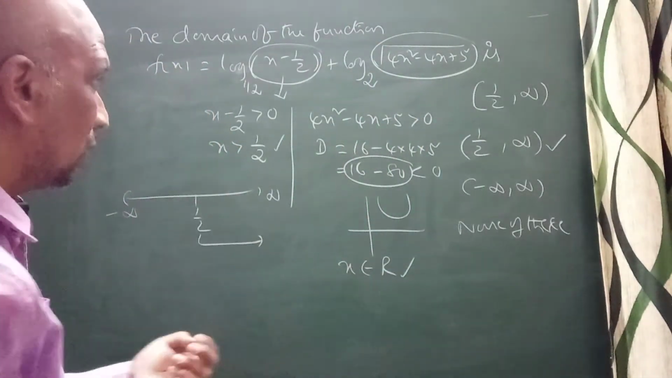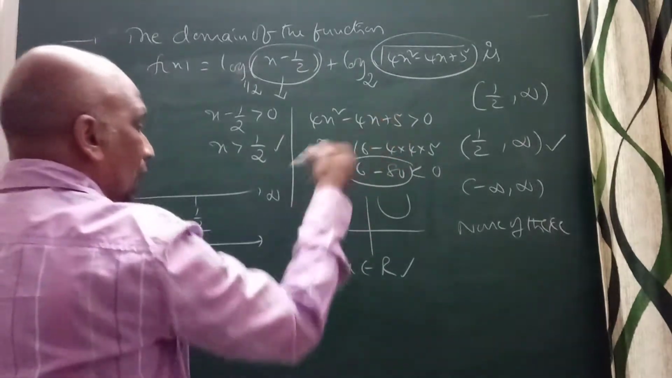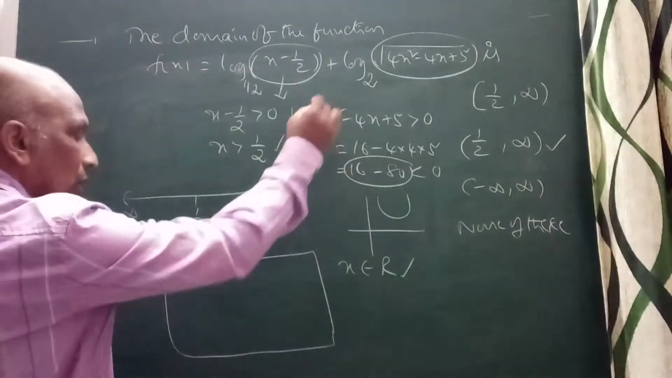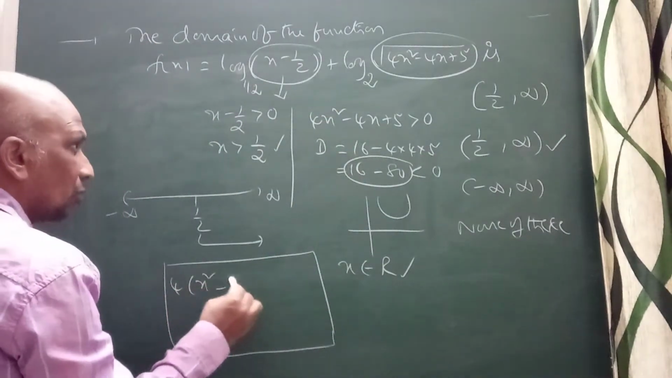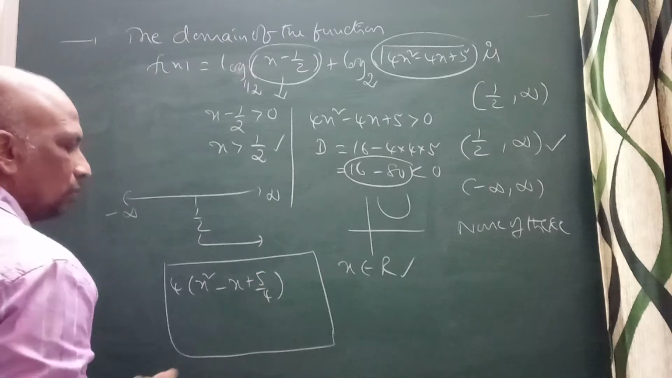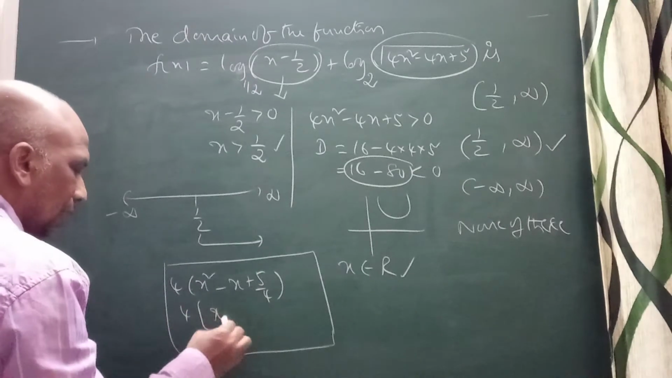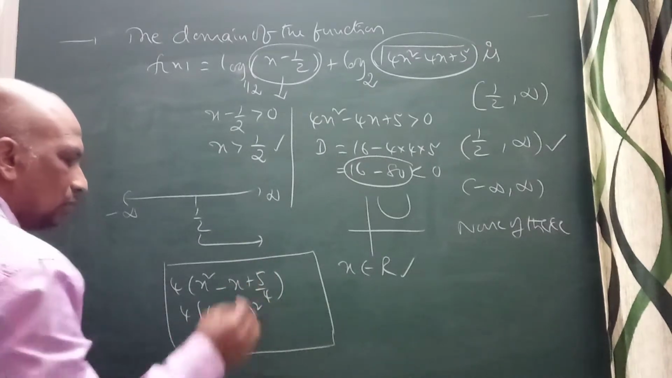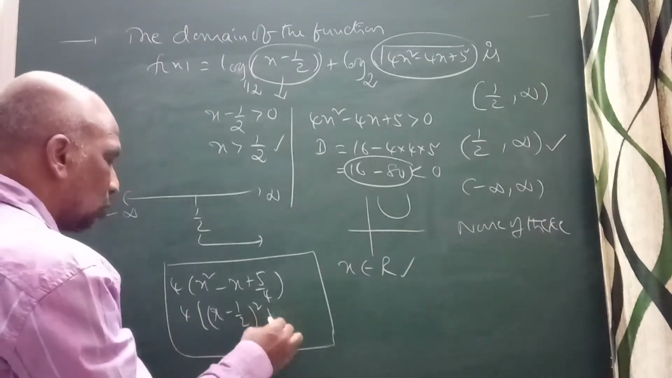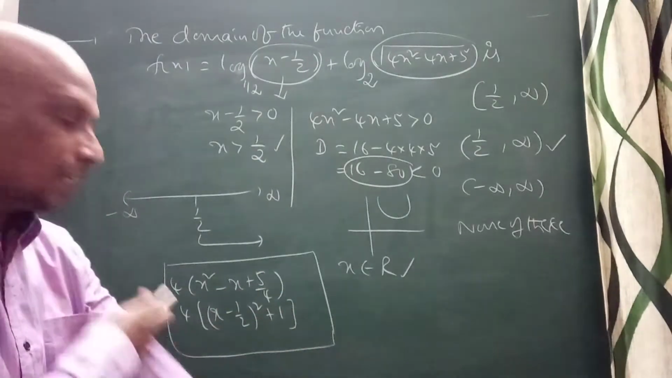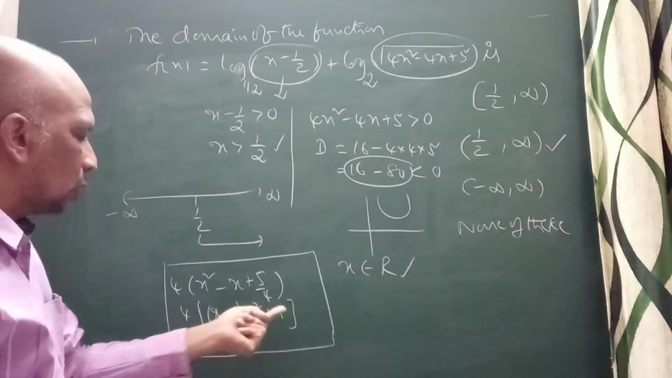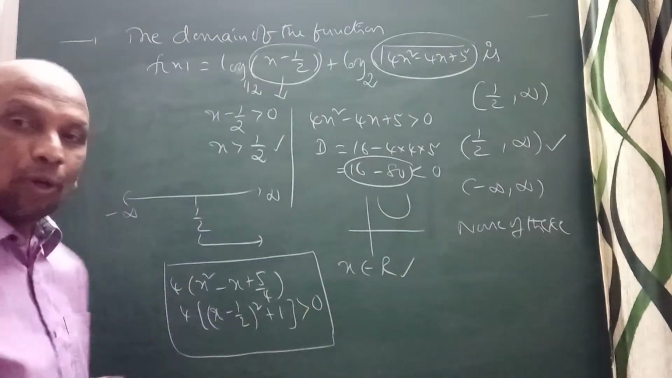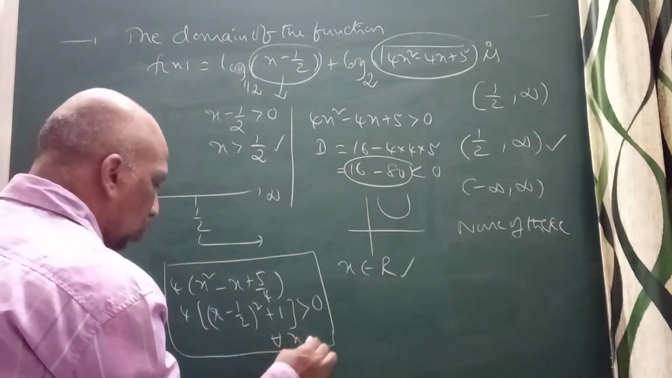But I can do it another way also. Suppose you take 4 common, x square minus x plus 5 by 4. I am verifying this. I can write this as x minus 1 by 2 whole square plus 1 by 4 plus 1, you will get 5 by 4. This is always positive, right? For all x belongs to R.